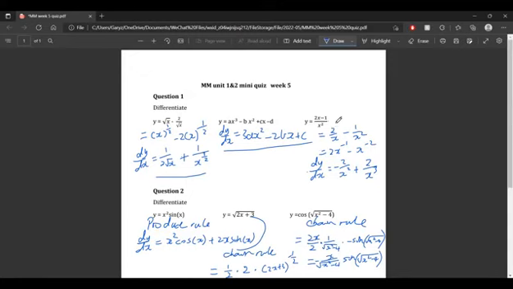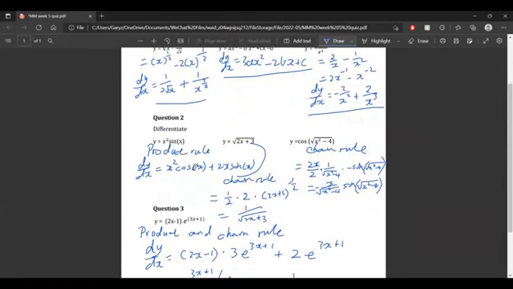The next question, we can separate the fractions. So (2x - 1) on x squared, we can write that as 2 on x minus 1 on x squared, which is the same as 2 times x to the power of -1 minus x to the power of -2. And the same logic applies. We move the power to the front and reduce the power by 1, and we will get this as our answer.